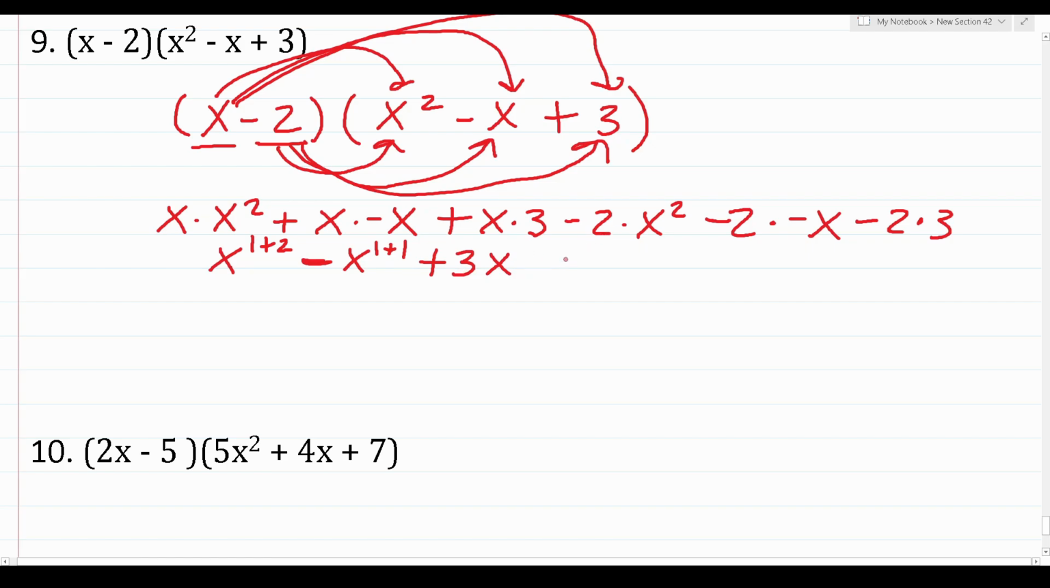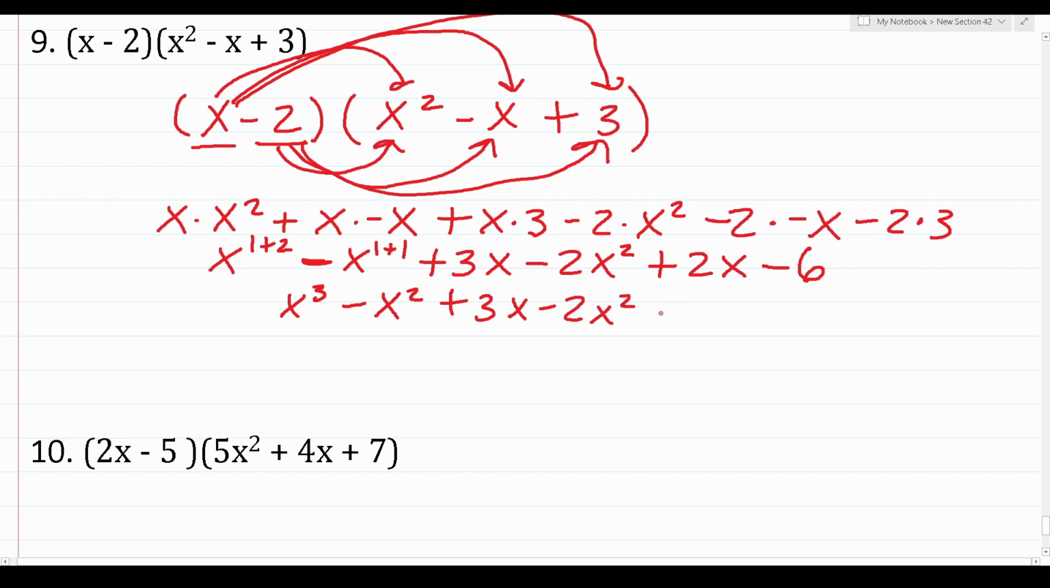Right here, we have -2 times x squared. So that's -2x squared. Right here, we have -2 times -x. Negative times a negative is a positive. So that's going to be plus 2x. And then finally, we have -2 times +3. A negative times a positive is a negative. So that's going to be -6. All right, let's go ahead and keep cleaning this up. So we have x to the 3rd minus x squared plus 3x minus 2x squared plus 2x minus 6.